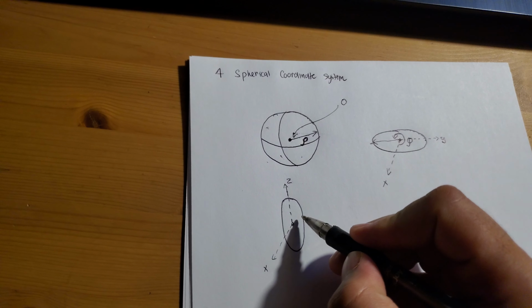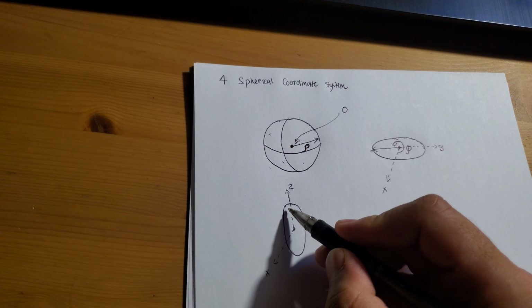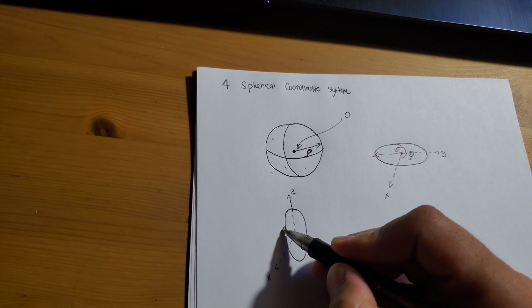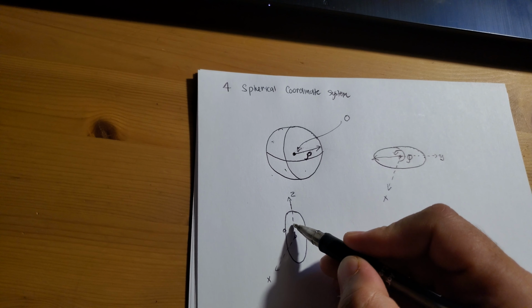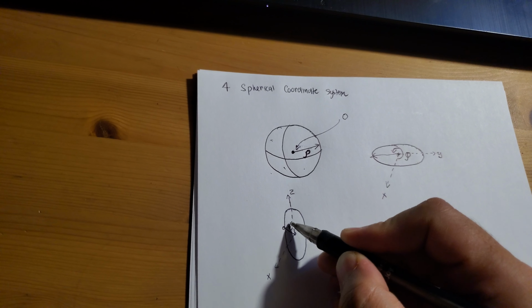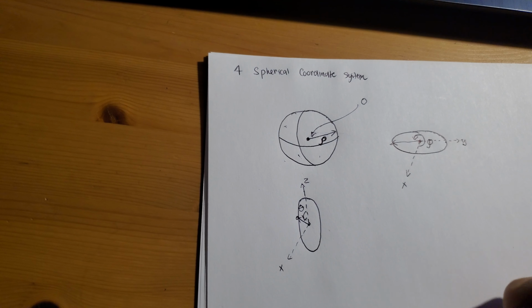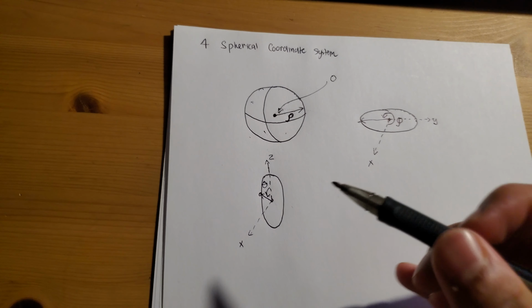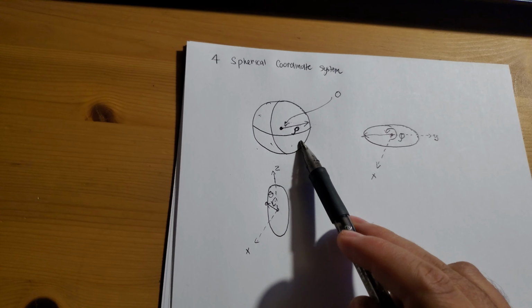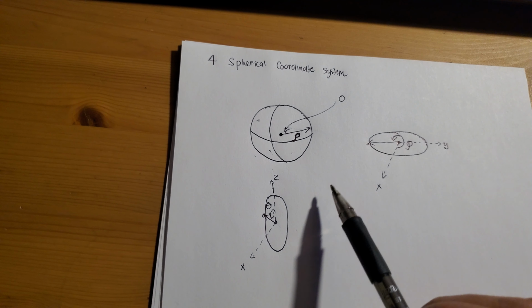So in this case, let's say that I take the z-axis and I want to go over here. I would have to rotate down by theta degrees, that much. So with the combination of theta, phi, and rho, we can describe any point in space.